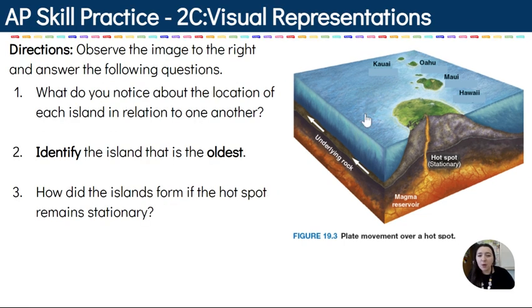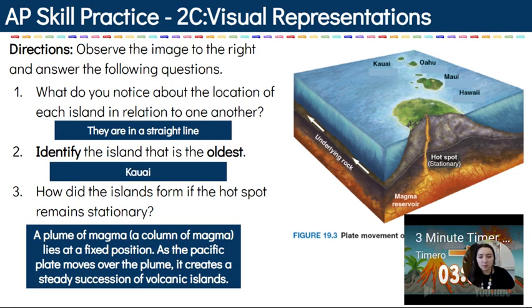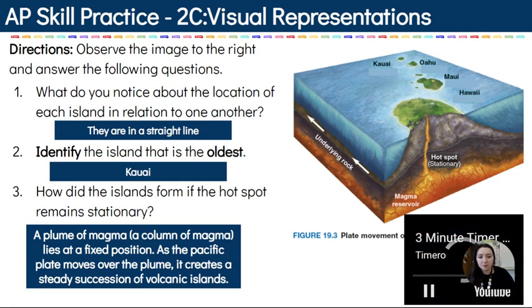Okay, this we're not going to do because I just went over it. Ignore that timer. Skip, skip, skip.